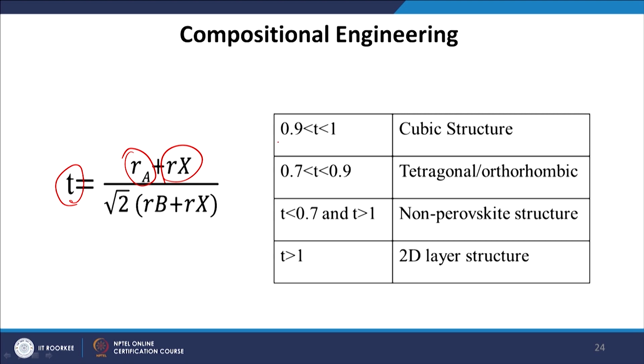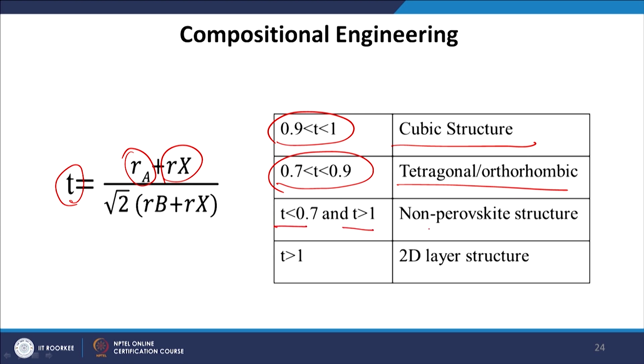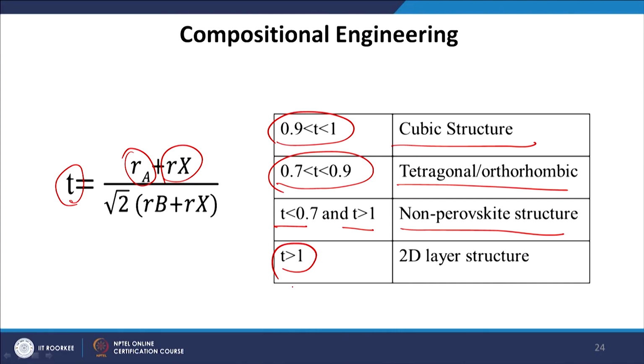If the tolerance factor value is between 0.9 and 1, then it is a cubic structure. If it is between 0.7 and 0.9, then it is a tetragonal or orthorhombic structure. If it is less than 0.7 or greater than 1, then it is a non-perovskite structure. So, to have a perovskite structure, the tolerance factor value should be between 0.7 and 1. If it is 0.7 to 0.9, then it is an orthorhombic or tetragonal structure. If it is 0.9 to 1, then it is a cubic structure. And T greater than 1 is a 2D layered perovskite structure.